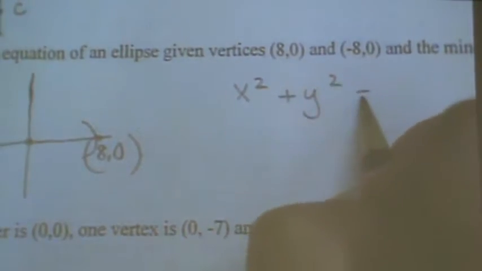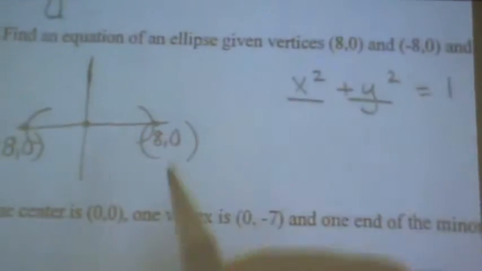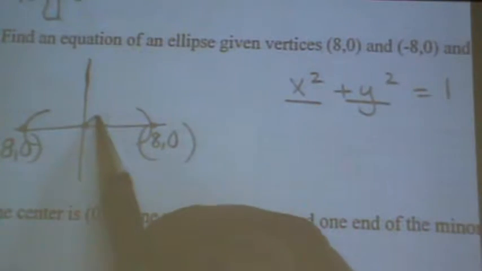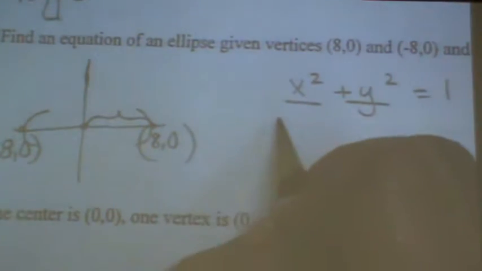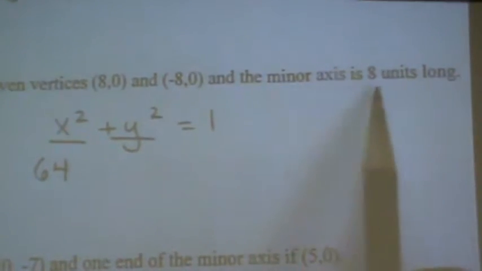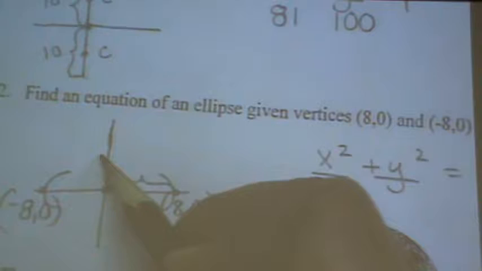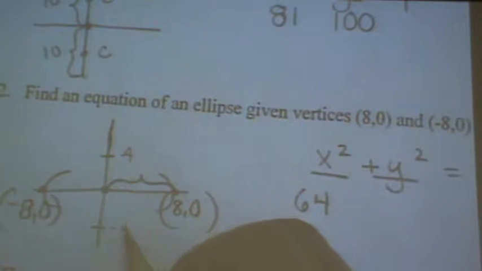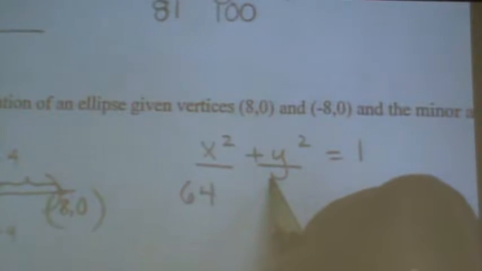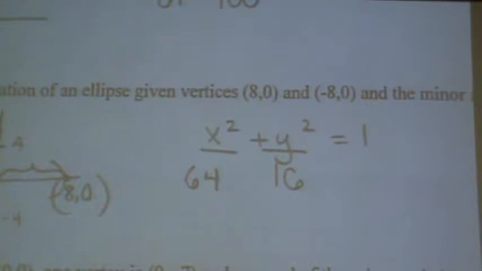So let's start off with x squared plus y squared equals 1. So underneath x, what number should you put? So here to here is 8. What are you going to put? 64. 64, good. Okay, it says the minor axis is 8 units long. So this is going to be 4 units here, and this is going to be 4 units here. So what are you going to put under y squared? Anybody? 16.